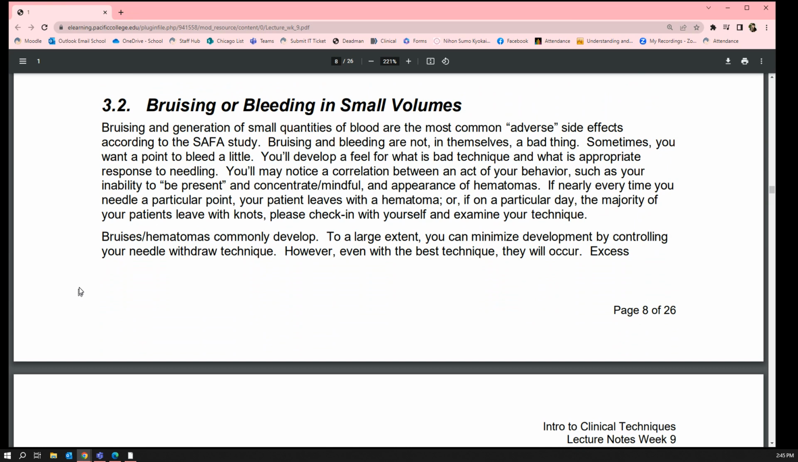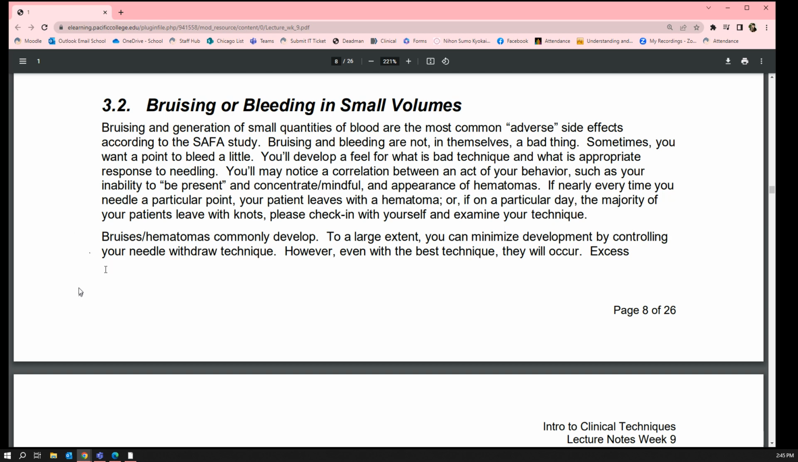But if you notice a correlation between an active year behavior and the appearance of hematomas, then you need to start being more careful, or even just bleeding at points, because it might be your needle technique, not just heat trying to escape the body. So pay attention and tweak as needed.